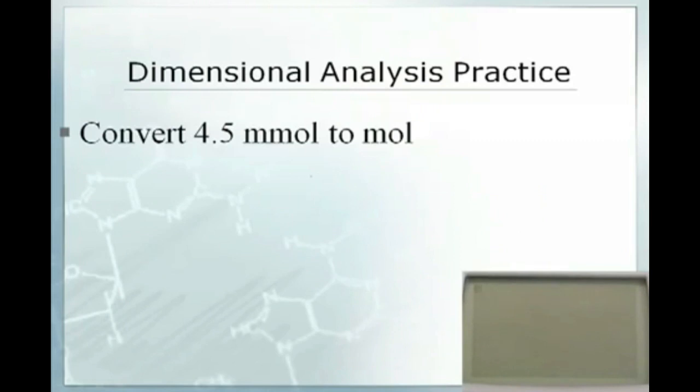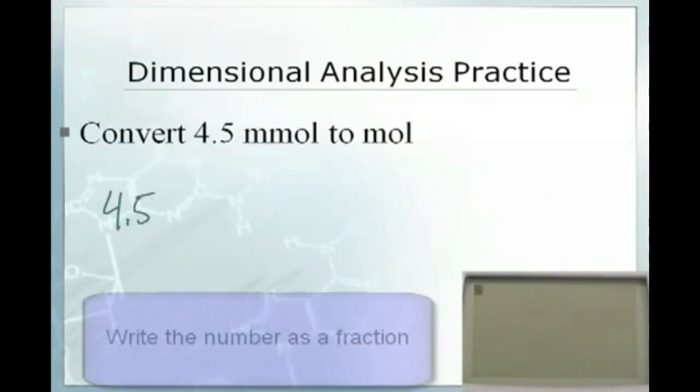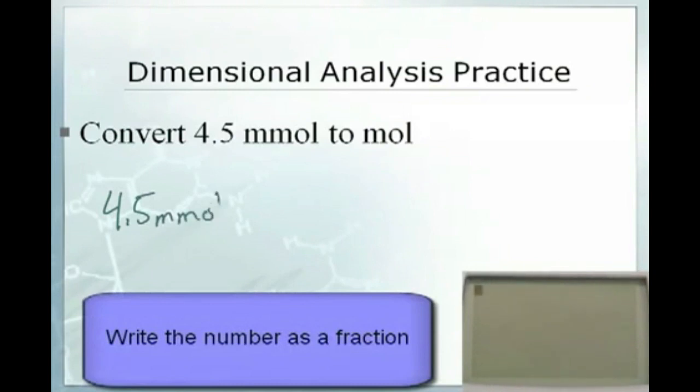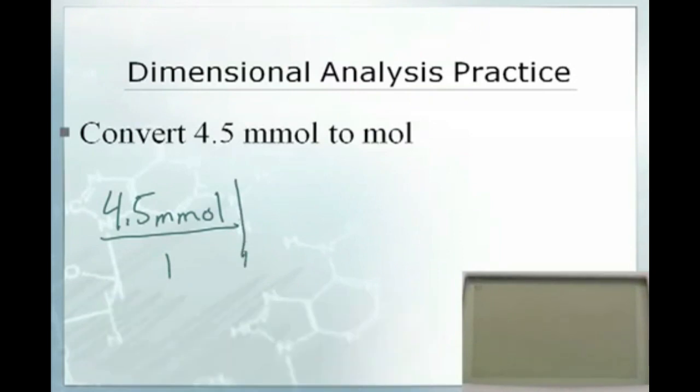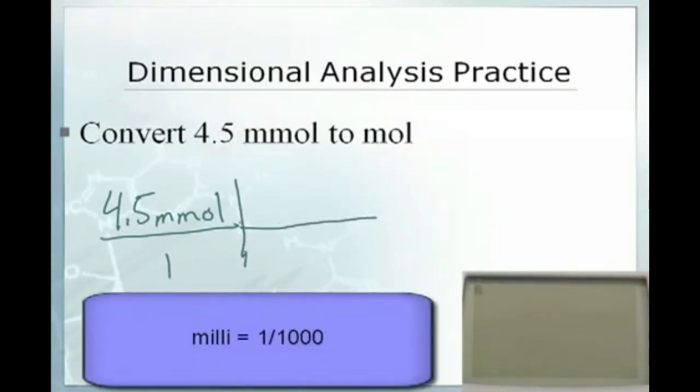We want to go from millimoles to moles. So I have 4.5 mmol. But Mr. Bergman, I haven't learned about moles yet. But you know what milli means. Yes, it's true. And so if I go from millimoles to moles, there are 1,000 milliliters in a liter, so it'll be 1,000 millimoles in a mole. That makes sense.